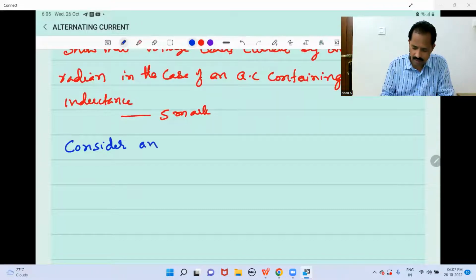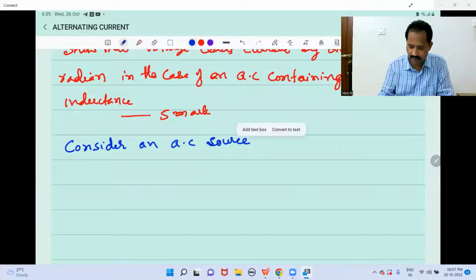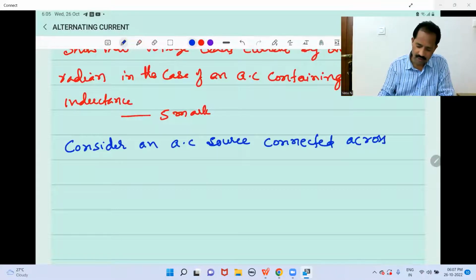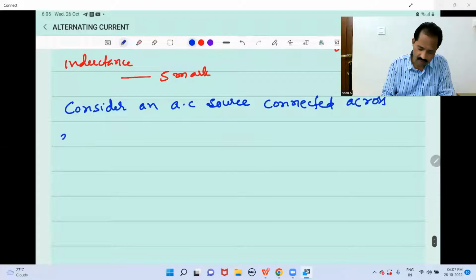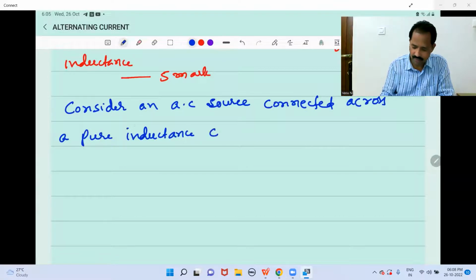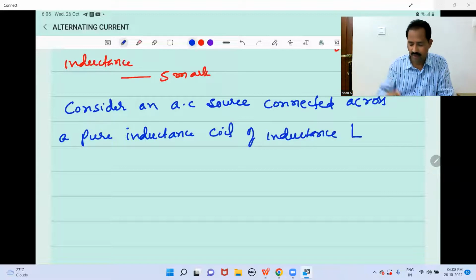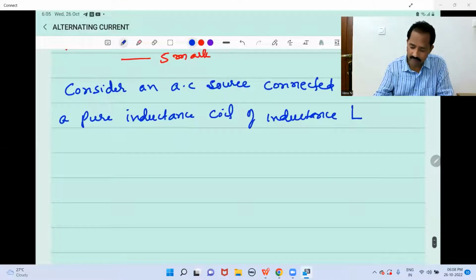Consider an AC source connected across a pure inductance coil of inductance L. Okay, let us draw the diagram.